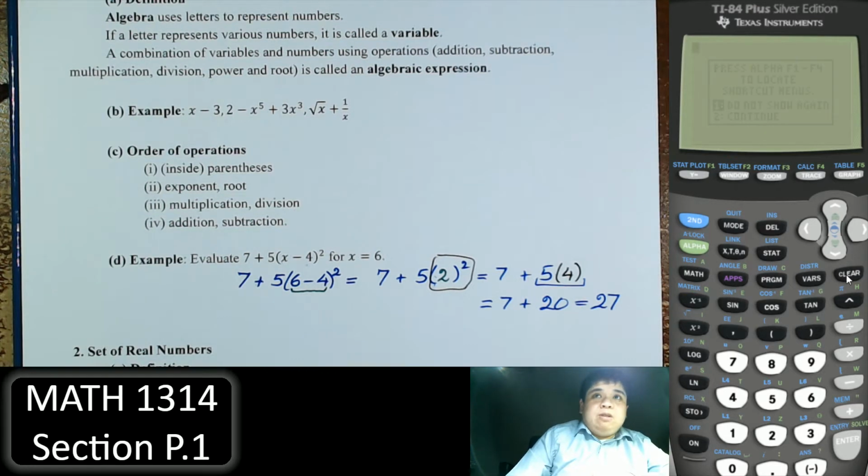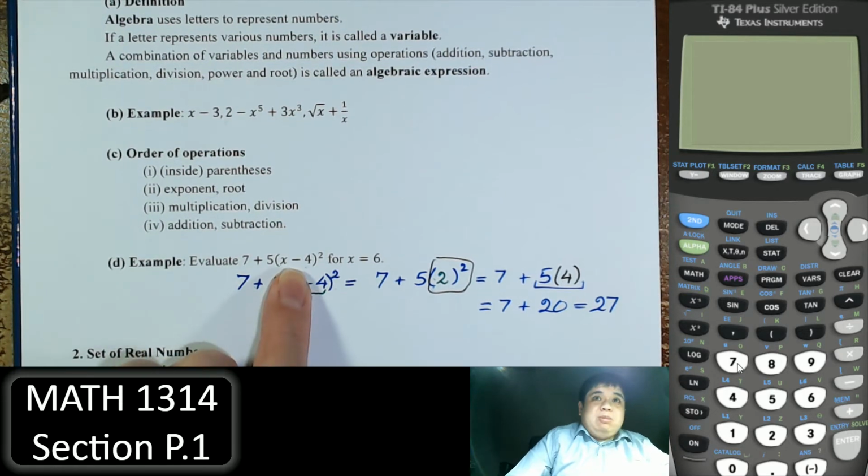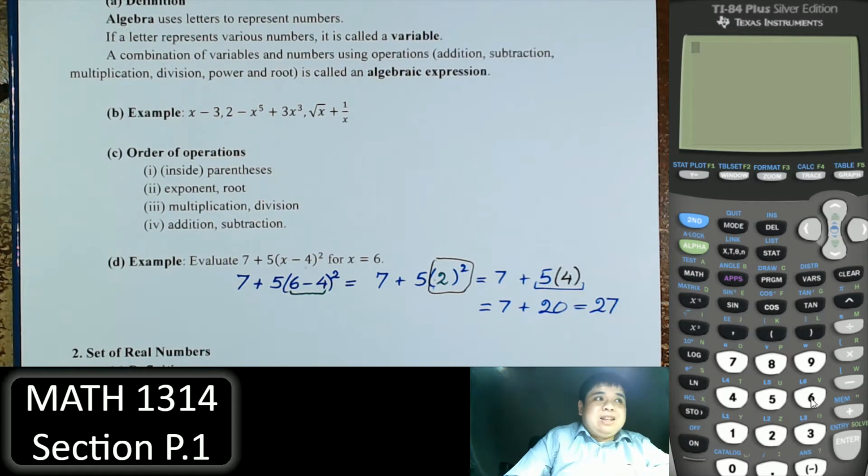Now on the calculator, if we have a calculator, there's a lot of ways to do this. We can just enter the number for x, for example. We have 6 store. This is the store into x. So now x is equal to 6 when we do that. Which is 7 plus 5 times (x minus 4) squared. You see, that also works.